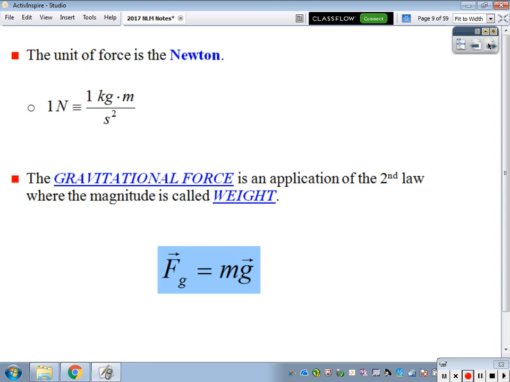Earlier in class, you had an opportunity to hold 1 kilogram of mass in your hand. If you can kind of think, what kind of push or pull would I have to put on that to get it to continue to accelerate at 1 meter per second squared? That's what 1 Newton of force would be. Good so far?